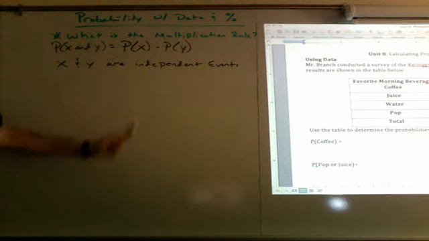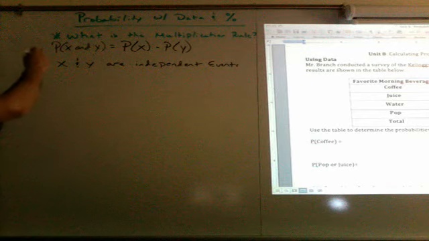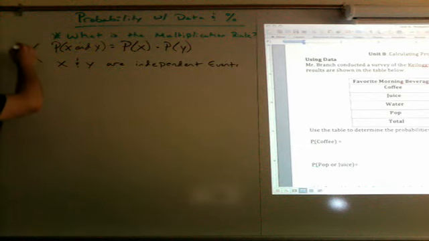No. So this equation right here, I want to put a big X next to it. I'm going to put no. Meaning, no, we can't use that equation today because we don't know if the events are independent or not.